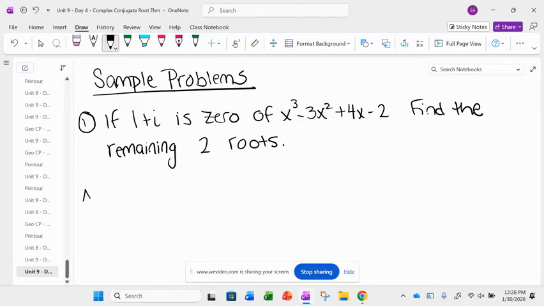Okay, so the first way, I'm going to say if root 1 is 1 plus i, what does the second root have to be? 1 minus i. Because remember, the imaginary roots come in pairs. So my game plan here, now that I know 2 out of the 3 roots, how do I know that it's 3 roots? Because they gave us one root and they said find the remaining two roots, which means I have to have 3 roots in total. So I knew that imaginary roots come in pairs. So I have 1 plus i, I have 1 minus i.